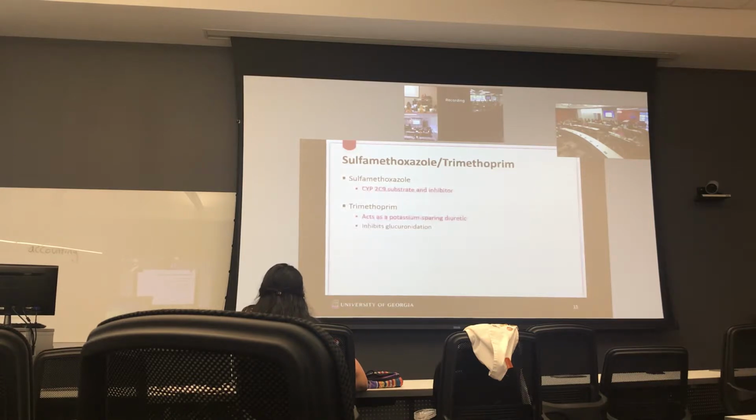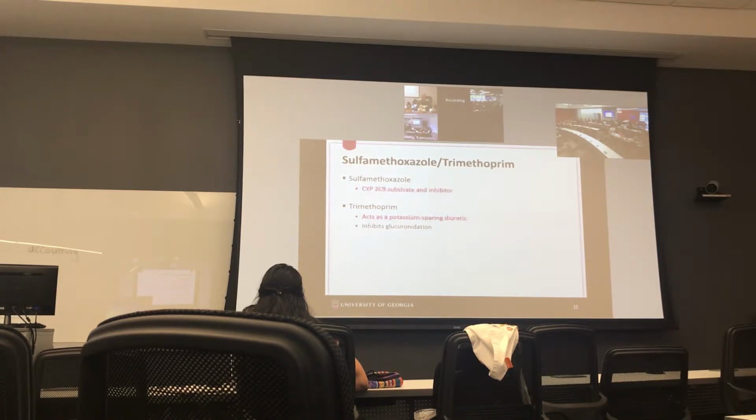So sulfamethoxazole is a 2C9 substrate and an inhibitor. And whenever I think 2C9, I think warfarin, right? Because warfarin is metabolized by 2C9, and we know that drug interactions there can be very significant. So sulfamethoxazole, think 2C9, and then trimethoprim acts as a potassium-sparing diuretic.